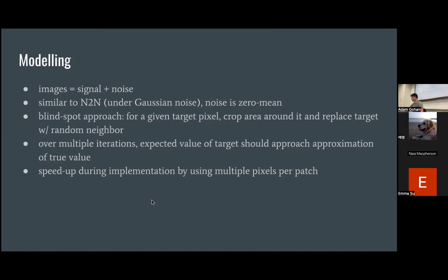Okay. Sorry, I was talking a bit fast. If there are any questions, just raise your hand. So to return to Noise2Void, the implementation, or the idea of the implementation, is that you have a single image.